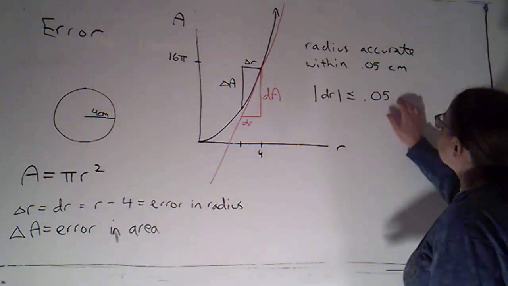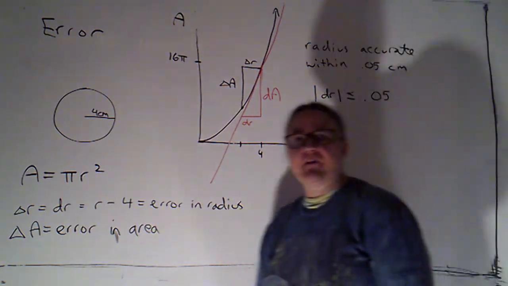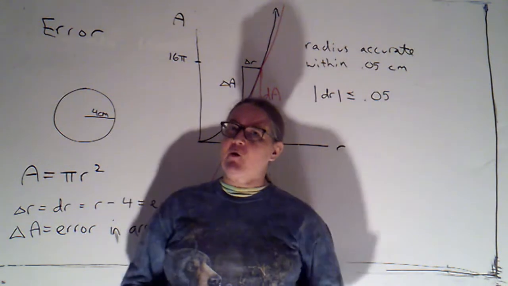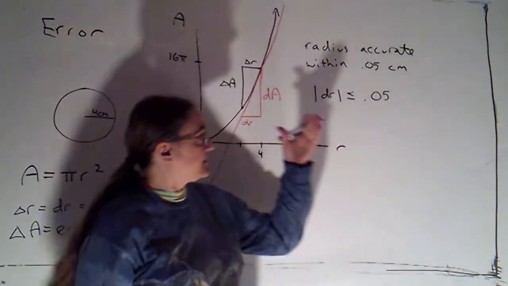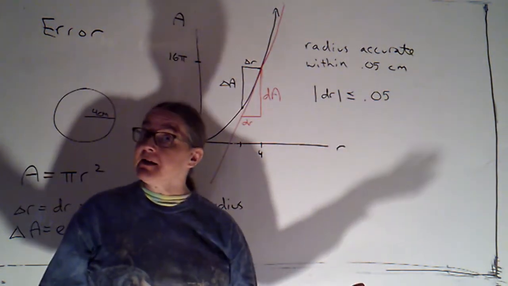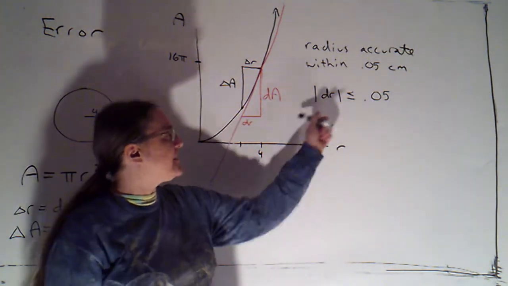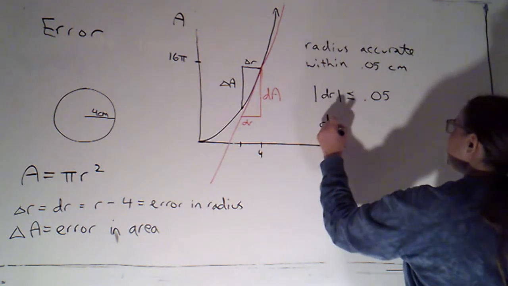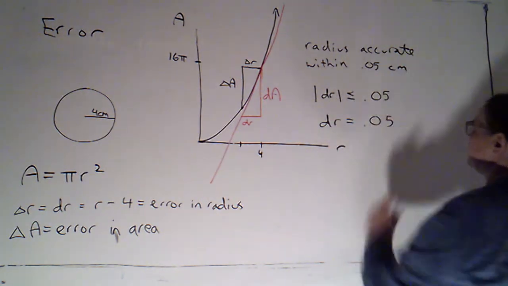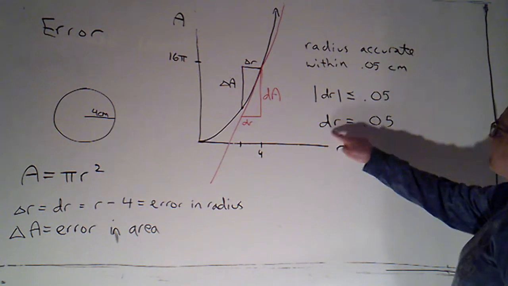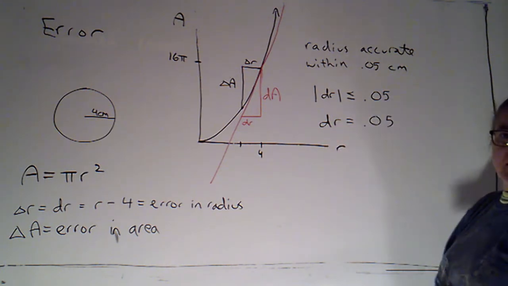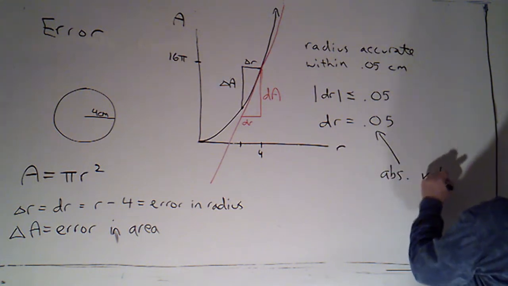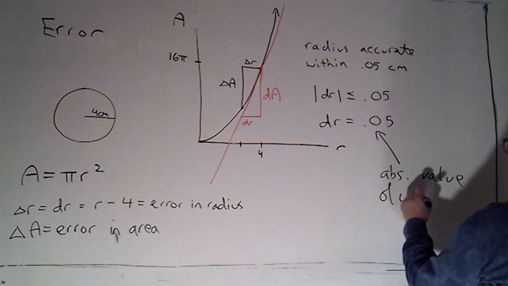If you know that you can be accurate within 0.05 centimeters, that's not the same as saying I'm going to be off by exactly 0.05 centimeters. This allows for you being off by only 0.03 centimeters. So this is really what we ought to write. What the book does, and I'm not crazy about it, but I'll let you do it too, is they just say dr equals 0.05. What they're actually doing there is looking at the absolute value of the worst case scenario.